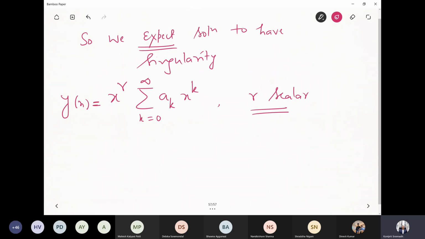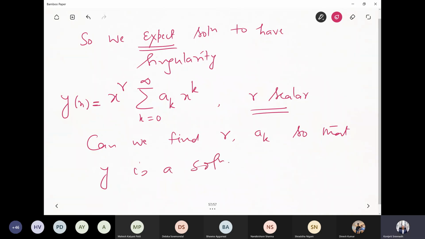If y(x) is of this type, that's the question: can we find the scalar r and the a_k so that y is a solution? So this is the method due to Frobenius. It is called the Frobenius method.